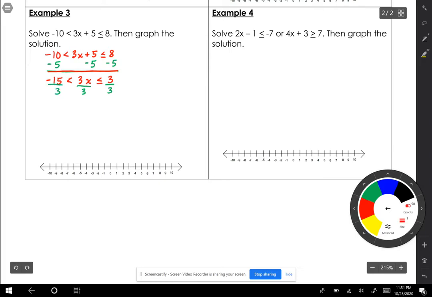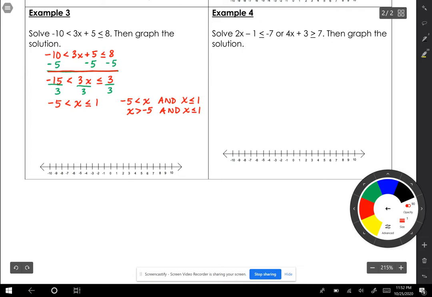And so our answer is -5 is less than x, and x is less than or equal to 1. So you can write this as -5 is less than x, and x is less than or equal to 1. And we don't like the graph to look like that. We like to have the x on the left side. So just make sure the inequality is also facing the same direction once you flip it.